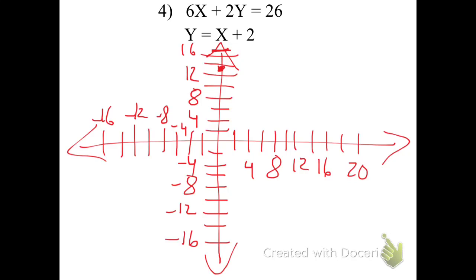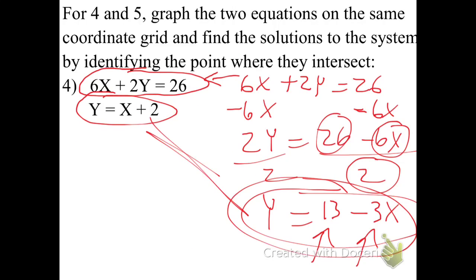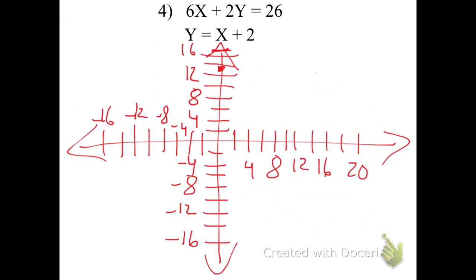So there's 13. And I'm going to use the slope of negative 3 over 1. Remember, every whole number is over 1. So when I find my next point from this point here, I'm going to go down 3 and right 1. If you go down 3 from 13, you get to 10, which is on this line here. And I'm going to go right 1. Point. I can go down 3 again to get to 7, go right 1, which is about there. And here's my line.